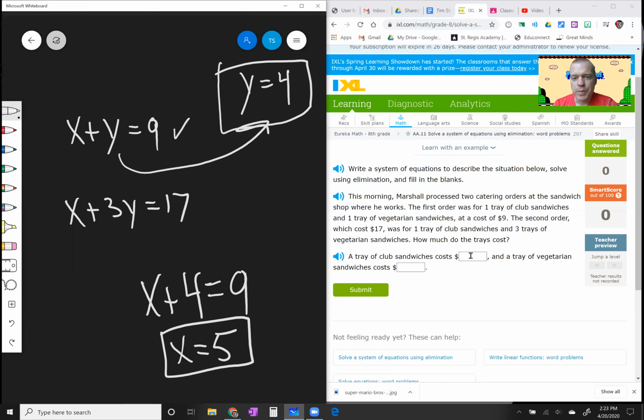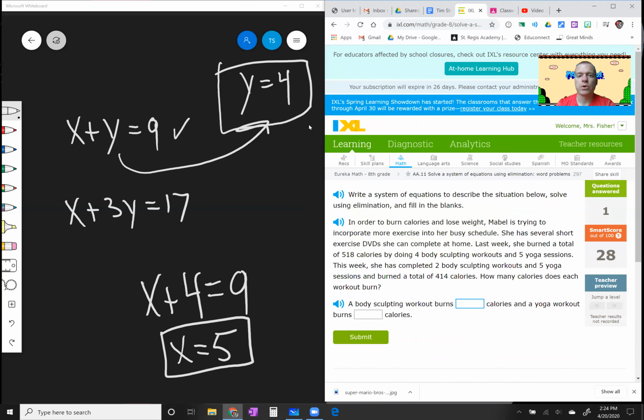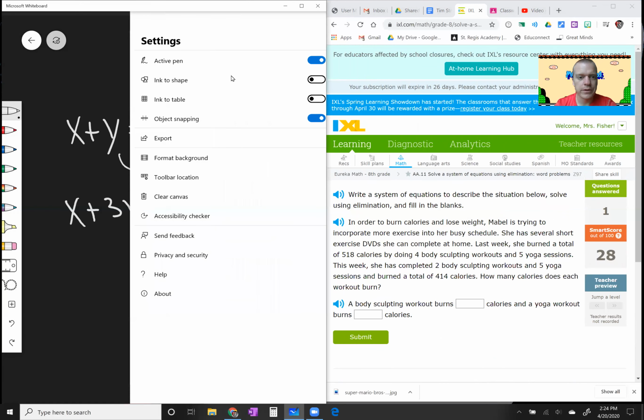Don't forget, you need to remember which variable represents what. So club sandwiches was your x value, so that is going to be 5. And vegetarian sandwiches was your y value, so that is going to be 4. See? Okay, so that's all you're doing. Let's do one more together.